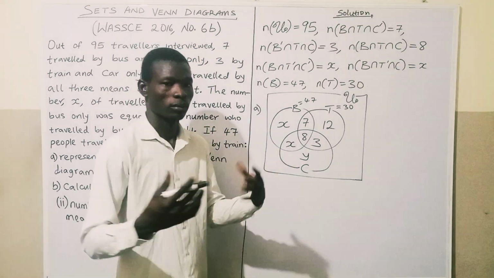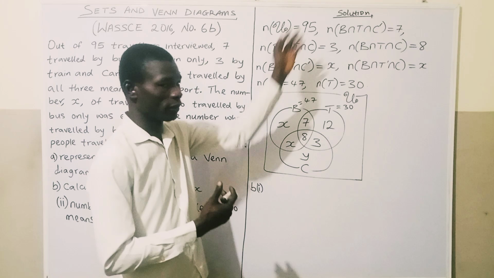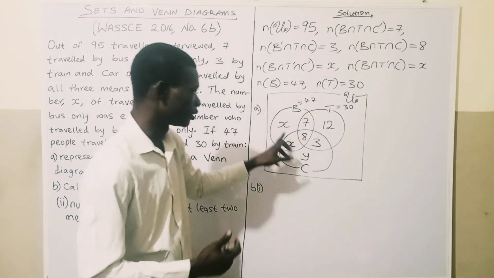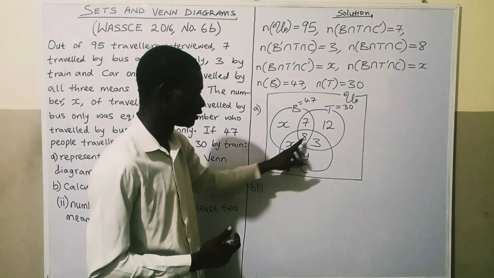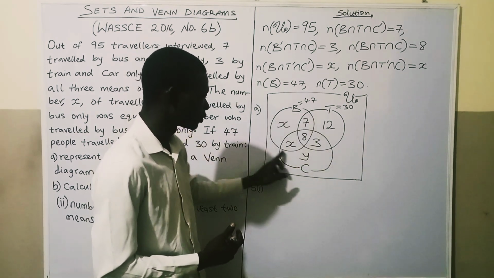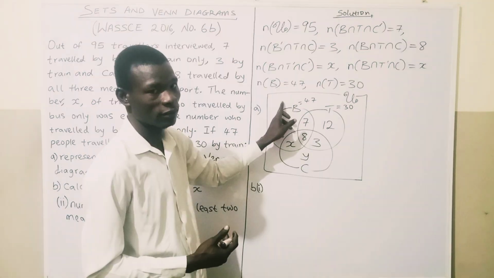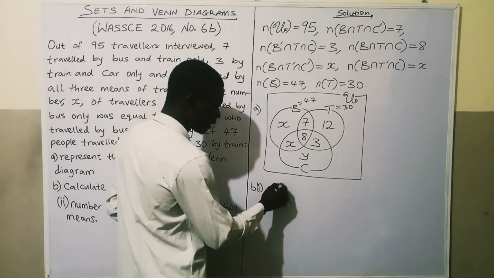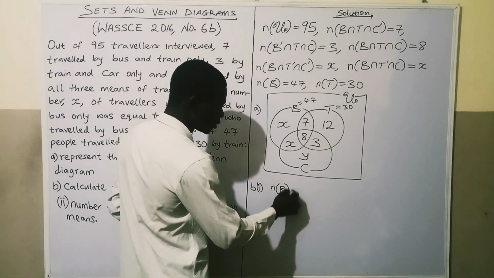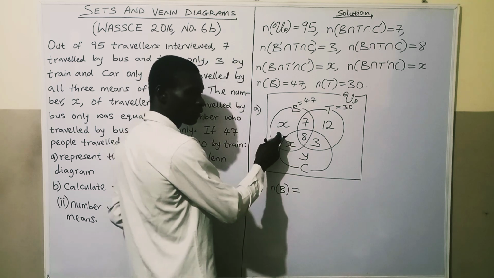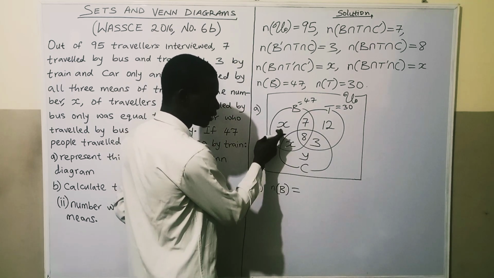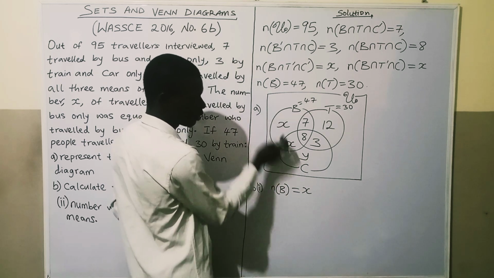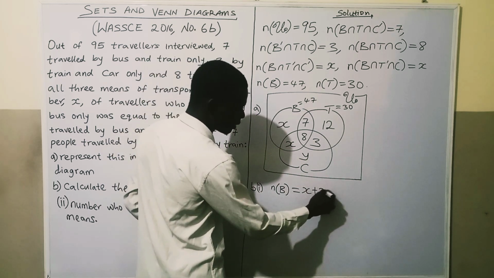Now, if you look at the question very well, the 2 values of X, which is here and here, they all fall in the same circle. And the circle they fall into is the circle of those that travel by what? Bus. So generally, the number of travelers that travel by bus will be equal to the totality of everything that we have inside the circle. The first one here is X. The second one here, which is still inside the circle for bus, is also X. So we add them.